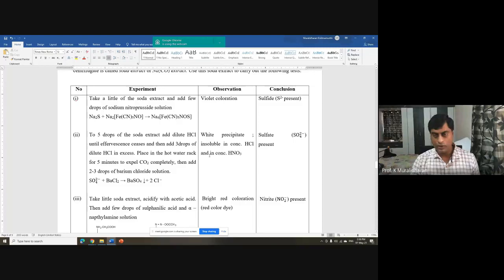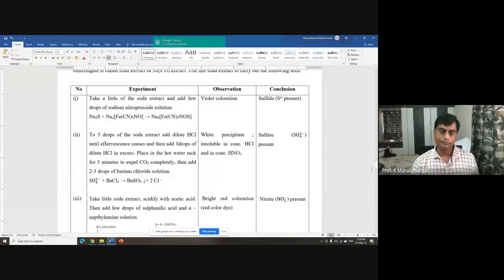For our example today, you are not going to get the precipitate here. So what will you write? That 2 drops of soda extract, all these things you write in past tense as you have done the experiment, and no white precipitate was obtained, absence of sulfate.